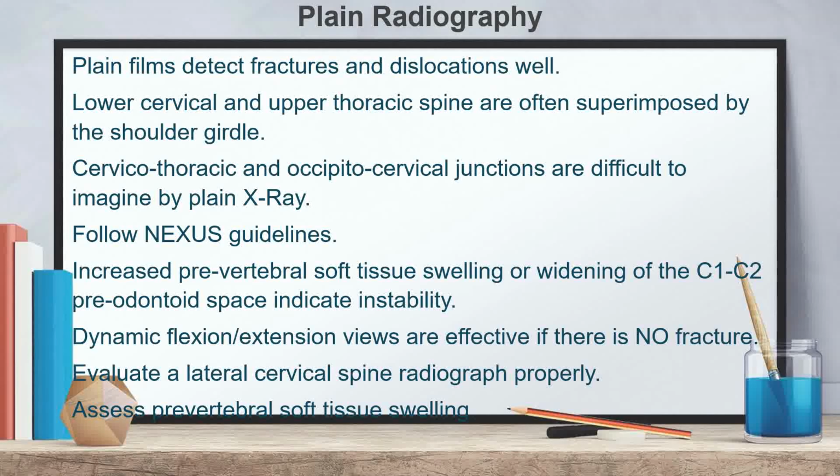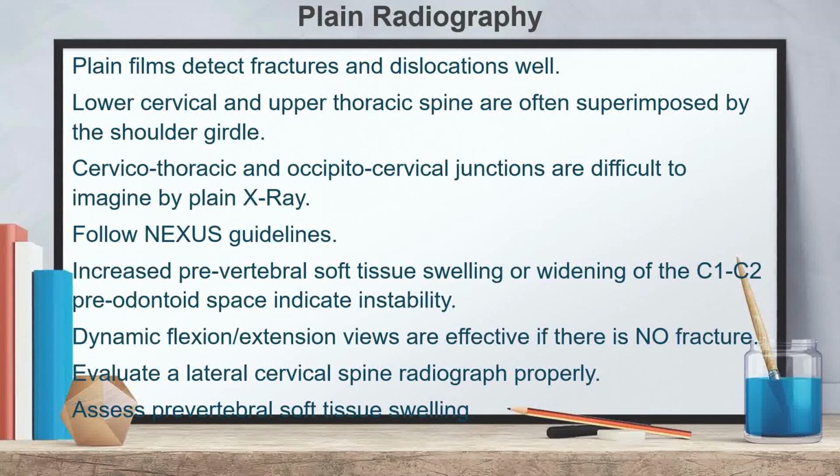The NEXUS criteria, that is, National Emergency X-radiography Utilization Study criteria, established guidelines for cervical spine radiography in symptomatic trauma patients with neck pain. A standard plain X-ray imaging of the cervical spine includes anteroposterior, lateral, and odontoid or open mouth views to assess the odontoid process and the lateral masses of C1. The cervical spine radiographs must include the C7-T1 junction to be considered complete.